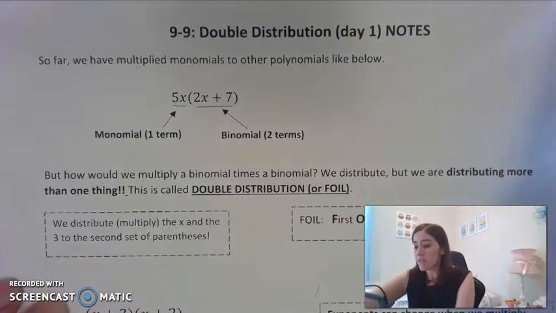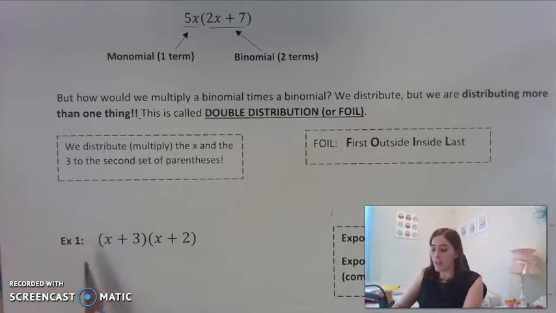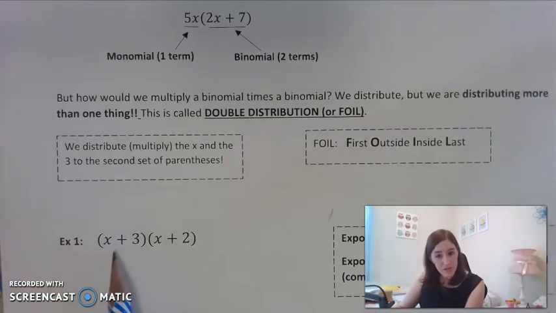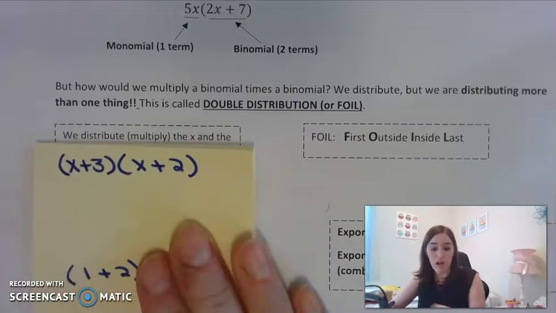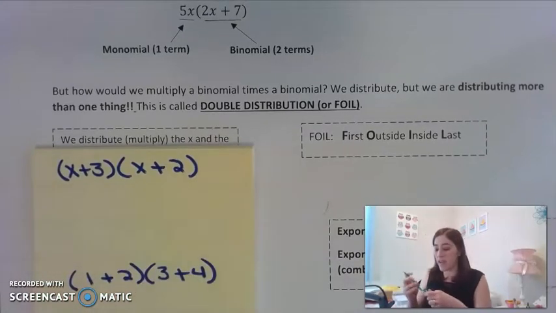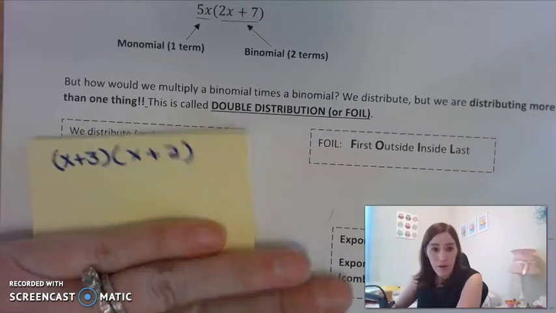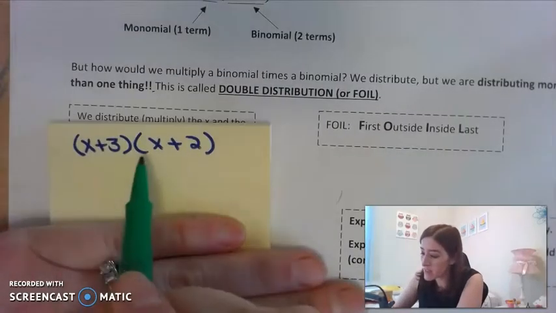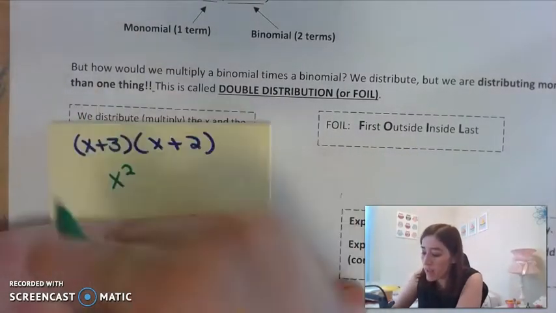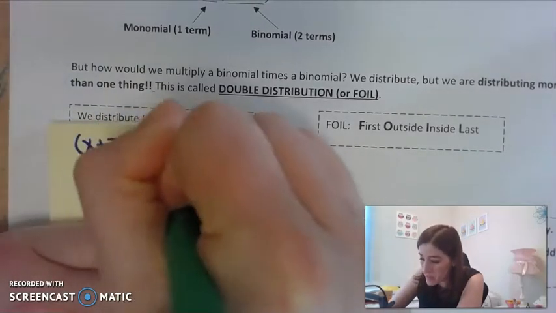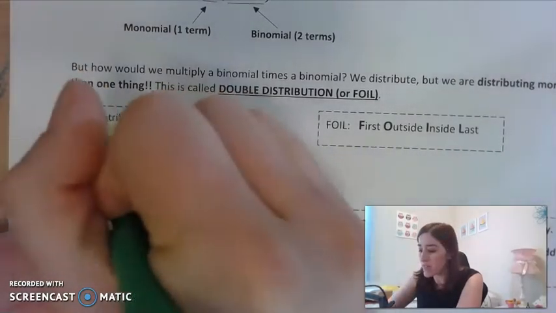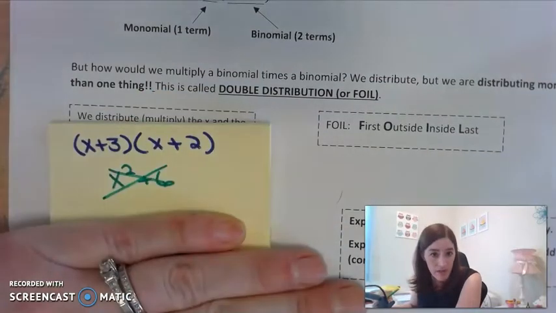But what we're going to be dealing with today is a binomial, so two terms, times another binomial, so times another two terms. Okay, so I'm going to put this up here because I want to show you what the most common mistake is, so please don't write this down. A lot of people think that all you would have to do is multiply the x times the x to get x squared, and then we would do 3 times 2, which ends up giving me a positive 6. But this is not right because it's missing something very important in the middle.